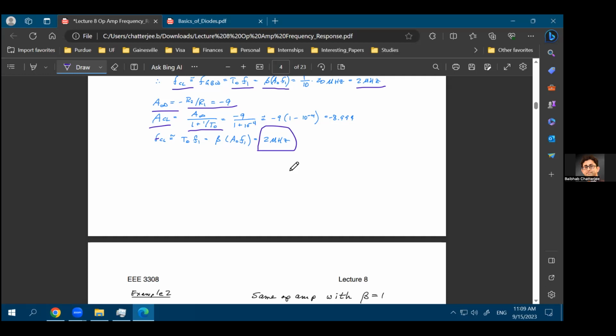What would be gain closed loop multiplied with bandwidth closed loop? That will be exactly equal to gain open loop multiplied with bandwidth open loop. Whether you're having it in open loop or closed loop does not matter. The gain bandwidth product will still remain the same.